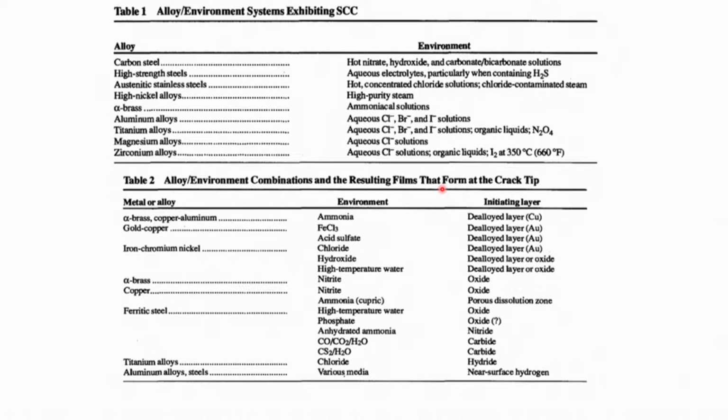High nickel alloys undergo stress corrosion cracking in high purity steam. Alpha brass undergoes stress corrosion cracking in ammoniacal solution. Aluminum alloys, titanium alloys, magnesium alloys and zirconium alloys undergo stress corrosion cracking in chloride containing, bromide containing or iodide containing solution. Similarly, alpha brass again, as has usually been observed.